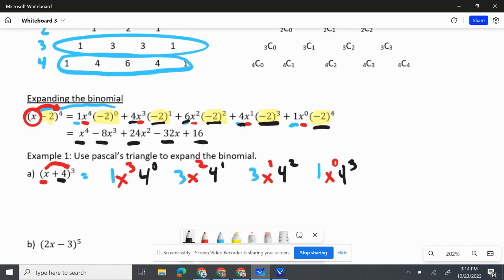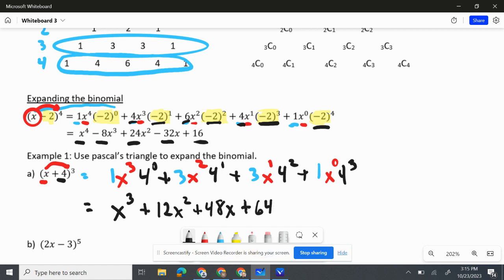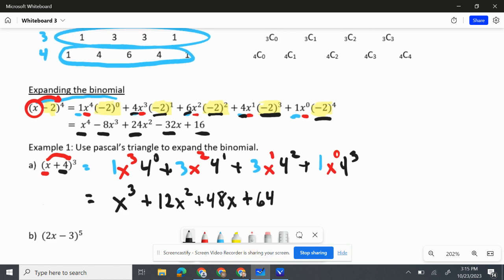Now I'm going to simplify each of these terms. For the first one, anything to the 0 is 1. 1 times 1 is 1, so that's just x to the third. 4 times 3 gives me 12. 4 squared is 16, times 3 gives me 48. And 4 to the third gives me 64. And that right there is my answer.